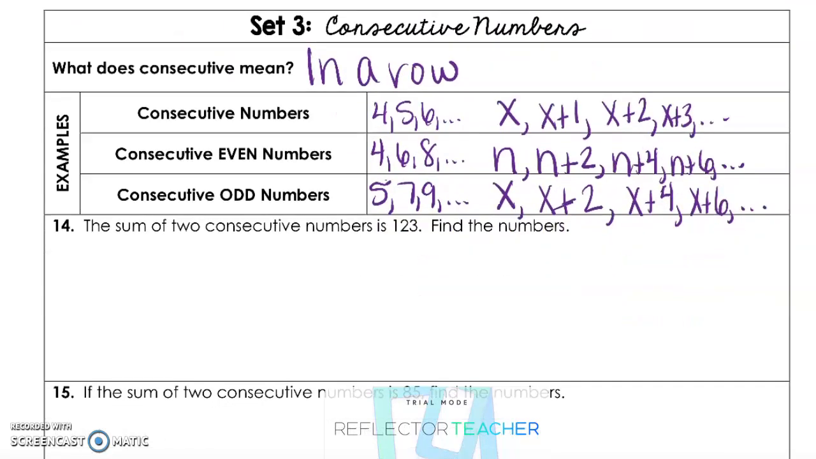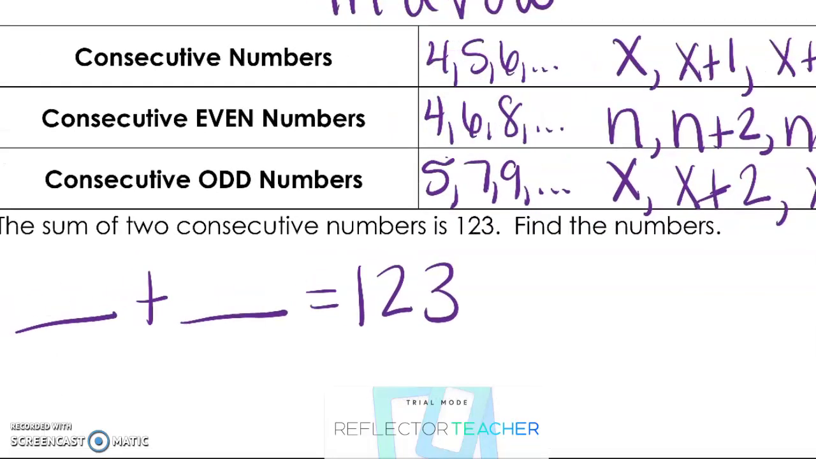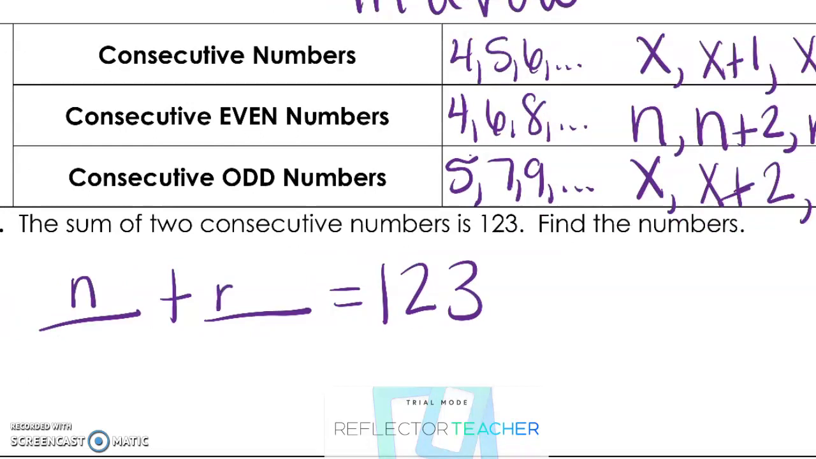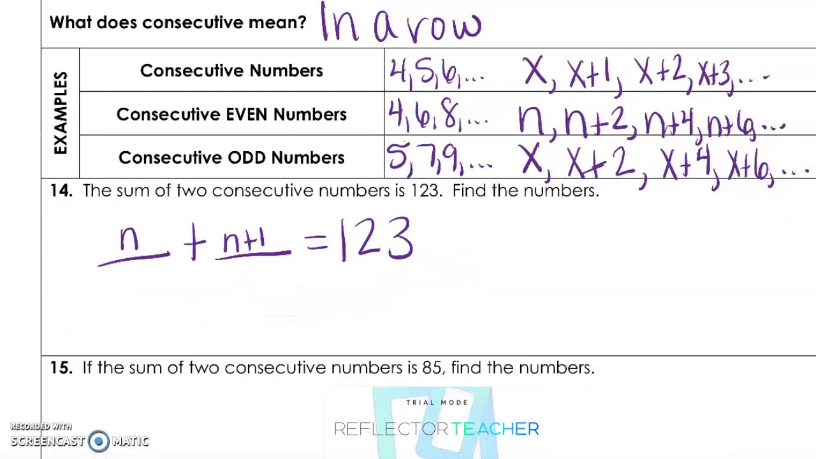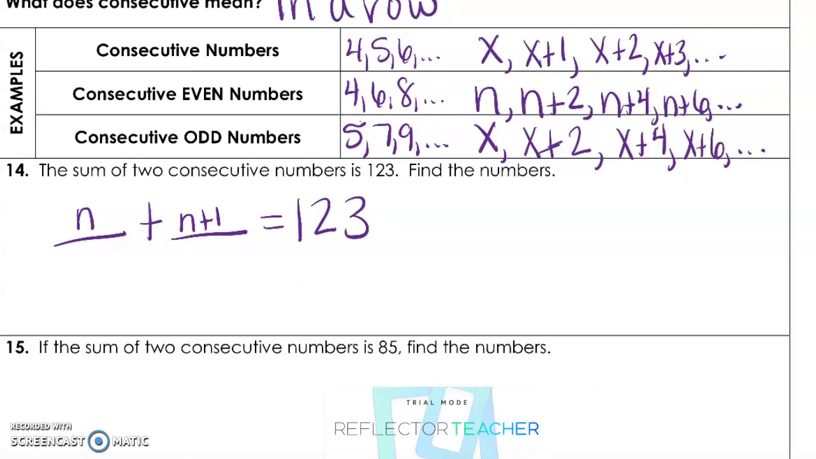So 14, the sum of 2 consecutive numbers is 123. So this is how I do this. One number plus the next number has to be 123. So I like to leave myself lines. You don't need to do that, but that's just something that helps me. So I'm going to call it n, and then n plus 1. So just regular consecutive integers or numbers.